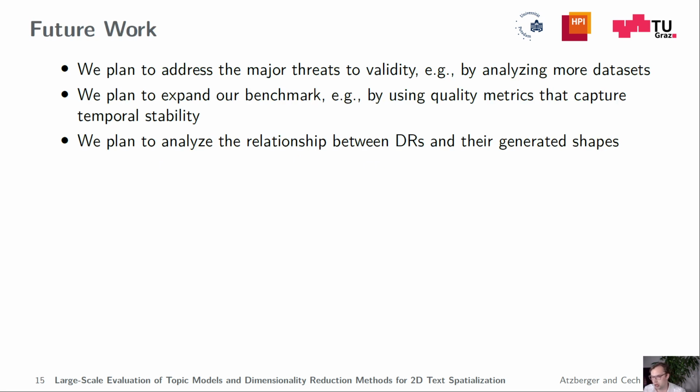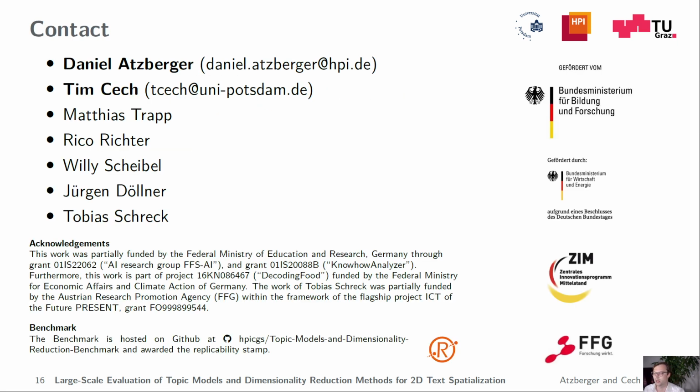However, our experiments are prone to different threats to validity. In our future work, we plan to address these major threats, for example, by analyzing more datasets. We further plan to expand our benchmark, for example, by incorporating quality metrics that capture temporal stability. It would further be interesting to do some qualitative study by analyzing the relationship between dimensionality reductions and the generated shapes. If you have any further questions, please write an email or just ask me at the conference.